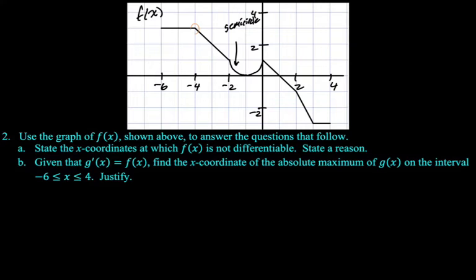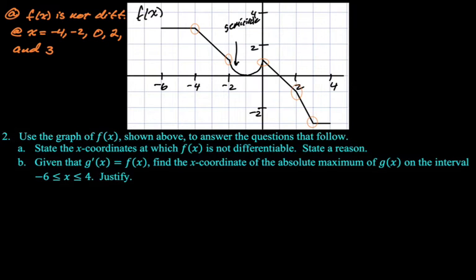So I'm going to circle them. We got there. That's a lot, right? They're all sharp turns, or corners, you might say. So I'm just going to list them. So I'll say f of x is not differentiable at x equals -4, -2, 0, 2, and 3.